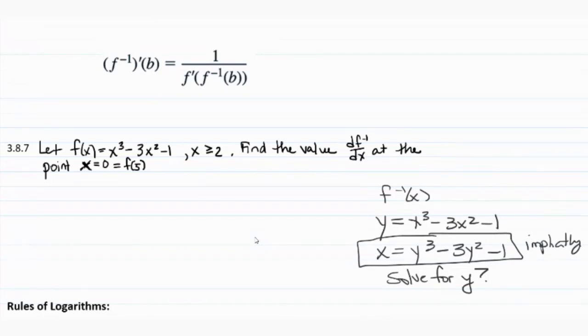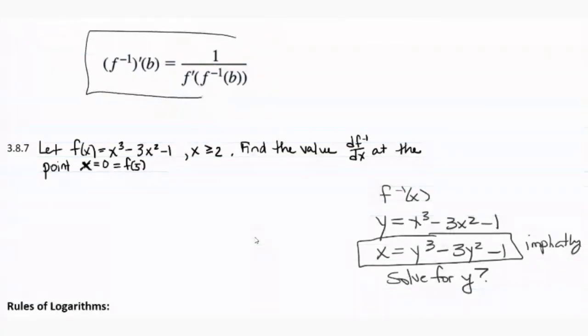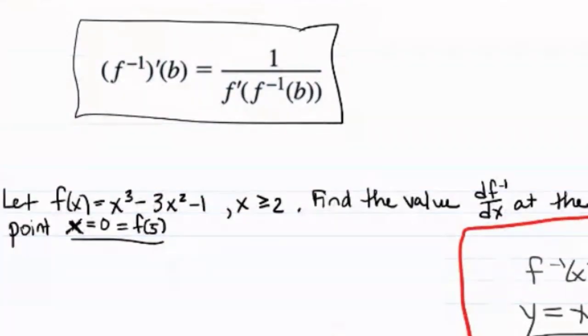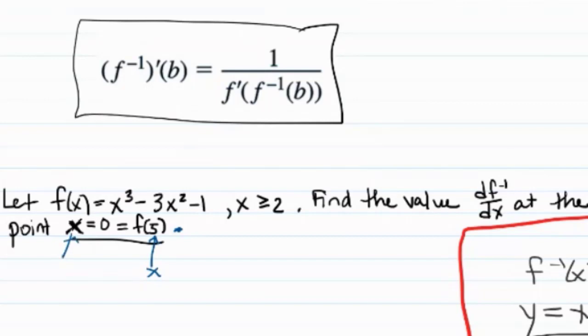Instead of actually finding the inverse and plugging in b, what we're going to do is use this formula here. So we're asked to find the derivative of f inverse at the point f(5) = 0. It's kind of weird because it says x is 0 and it says f(5). Normally inside the function we have the x, but remember this is the x coordinate for the f inverse.